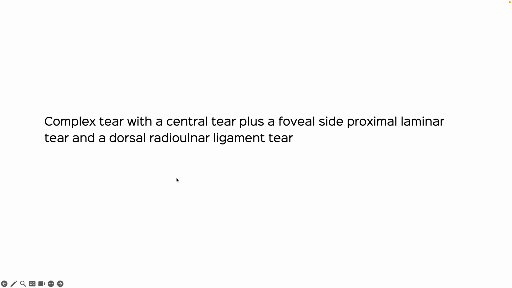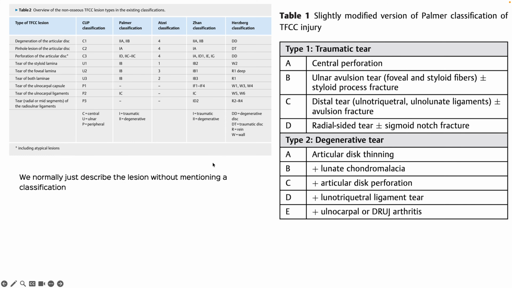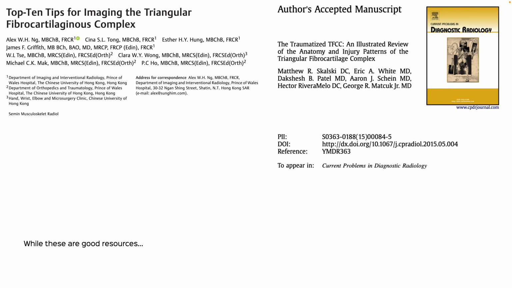So if you were to summarize this, this is a complex tear. There's a central tear plus a foveal side proximal laminar tear and a dorsal radioulnar ligament tear. If you look at classification systems, you have the Palmer classification. We first have to differentiate traumatic from degenerative and then figure out which one it is. There's the Cup classification and many others. But we normally just describe the lesion without actually mentioning a classification and leave it to the hand surgeon to figure out what to do next.